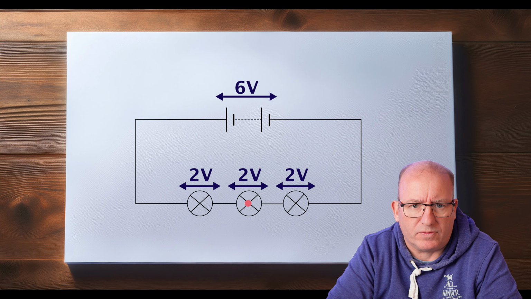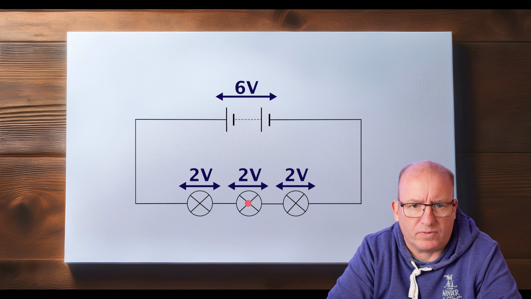Here I have two circuits, both containing 3 identical lamps and both containing a battery at 6 volts. The 6 volts just tells us that each unit of charge that goes through the battery collects 6 joules of energy to take round the circuit. I have another video explaining voltage, current and potential difference, so I'll leave a link to that in the description.